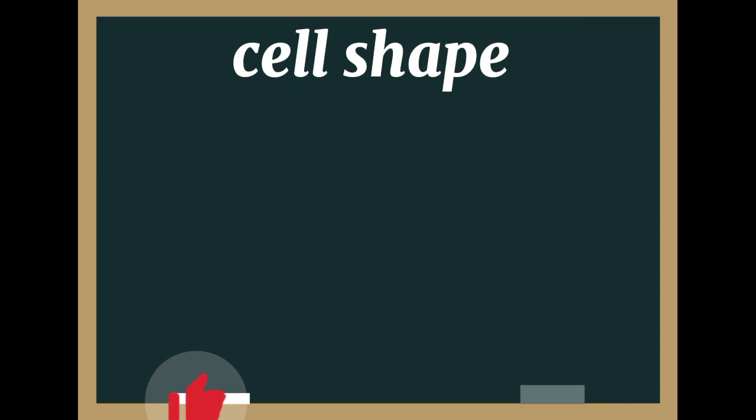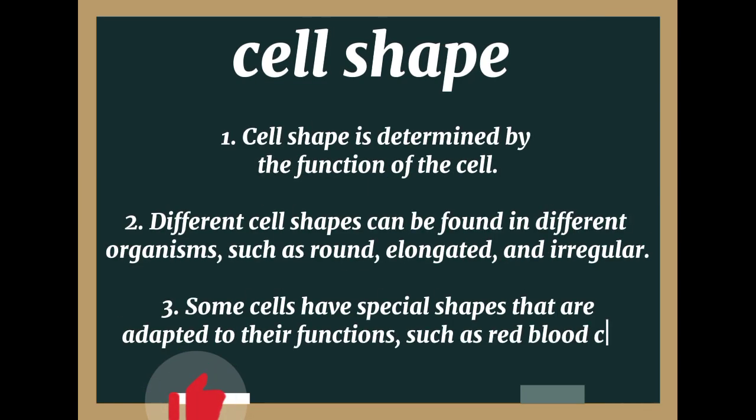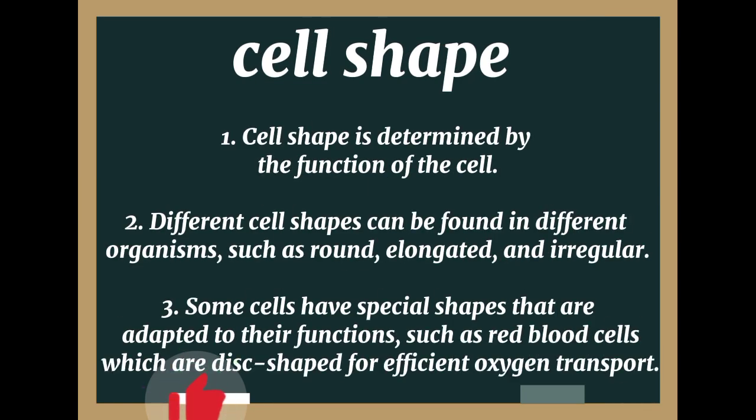Cell shape. 1. Cell shape is determined by the function of the cell. 2. Different cell shapes can be found in different organisms such as round, elongated, and irregular. 3. Some cells have special shapes that are adapted to their functions, such as red blood cells, which are disc-shaped for efficient oxygen transport.